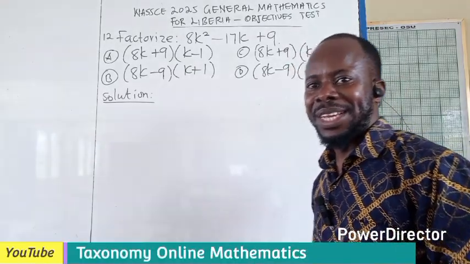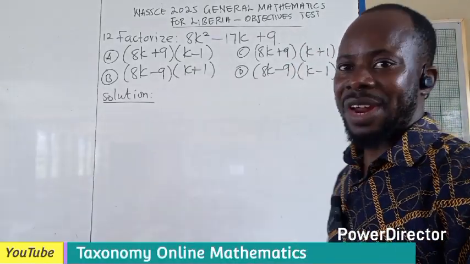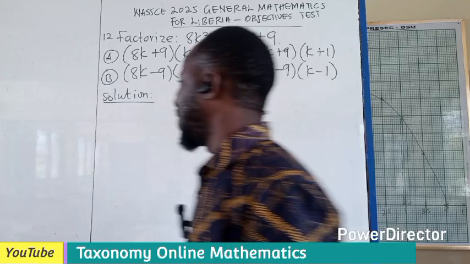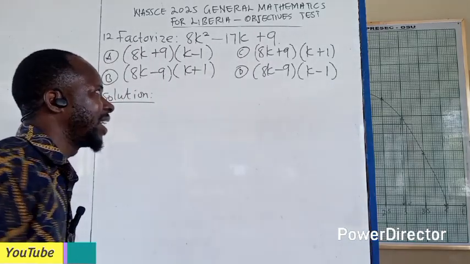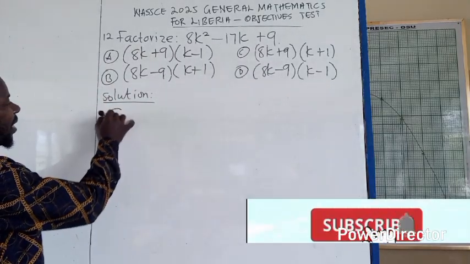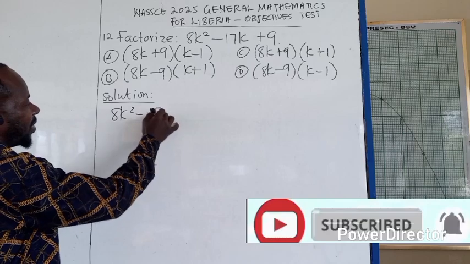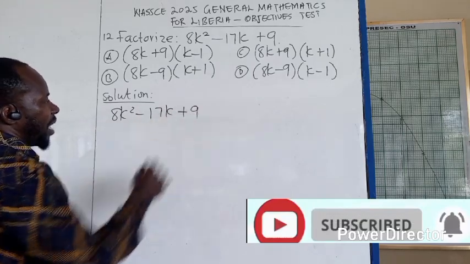Hello, welcome, question 12. This is on factorization. We have to factorize 8k squared minus 17k plus 9. 8k squared minus 17k plus 9.